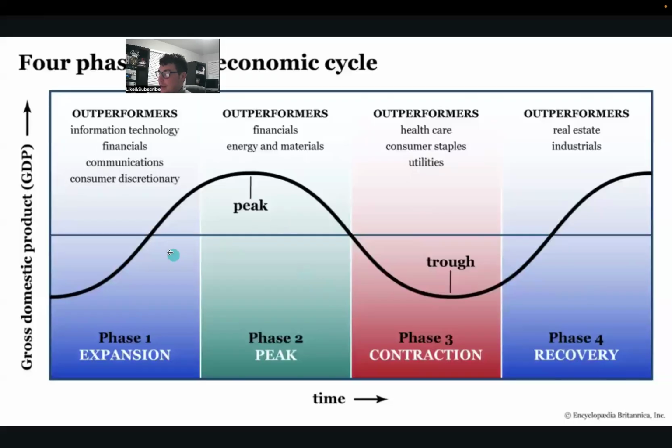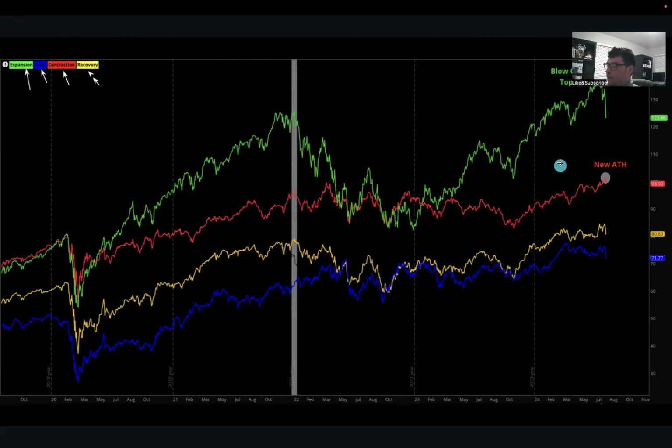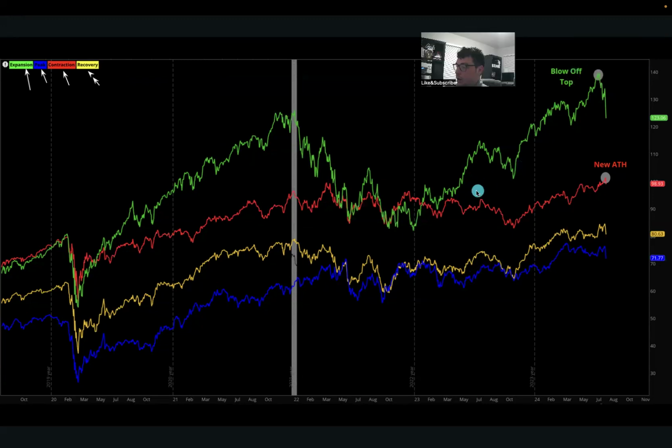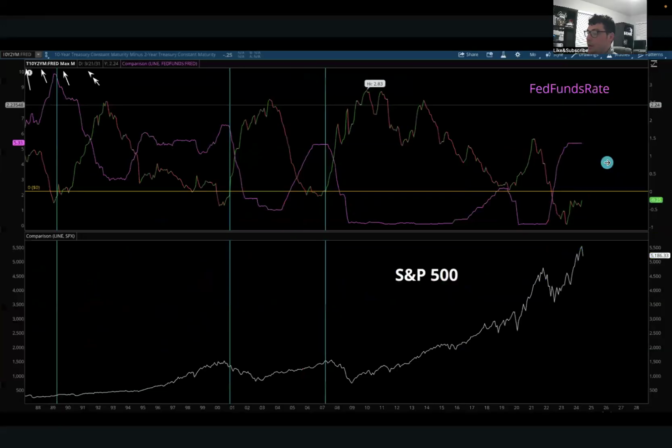This is the economic cycles right here. Again, you can take a screenshot of this. You can just Google this chart, and it'll tell you what the outperformers are in each of the phases. And this is essentially how we come up with the script right here, by measuring the top outperformers in each phase, and then color coordinating it to make it nice and simple for you guys to visualize.